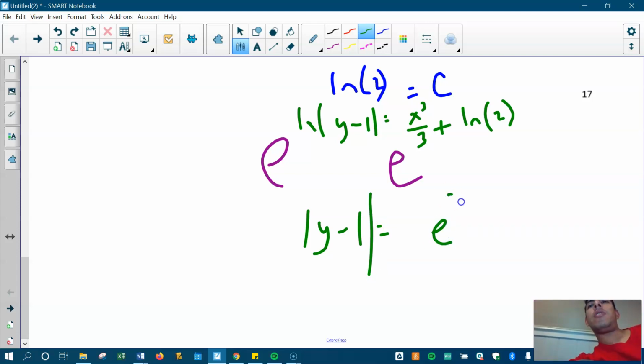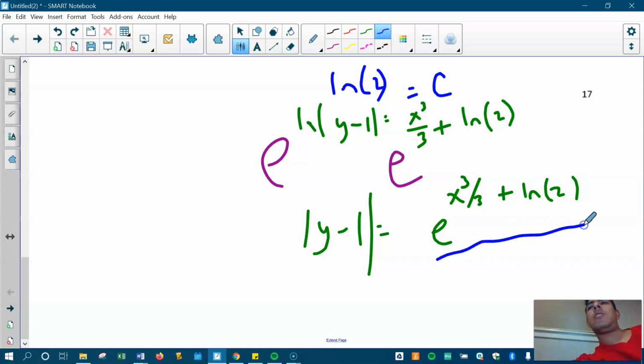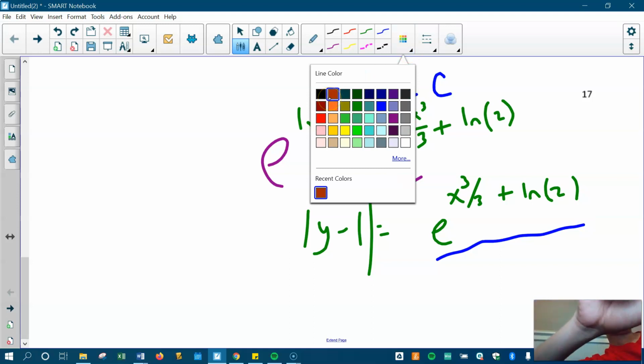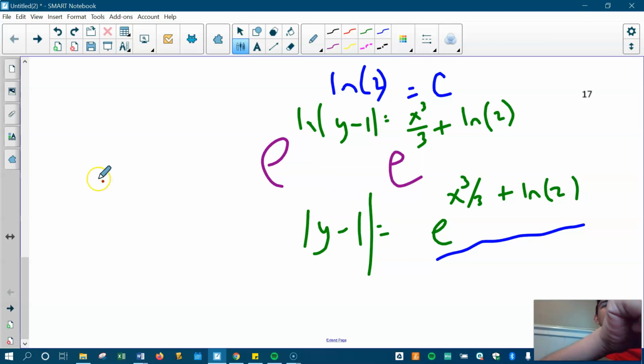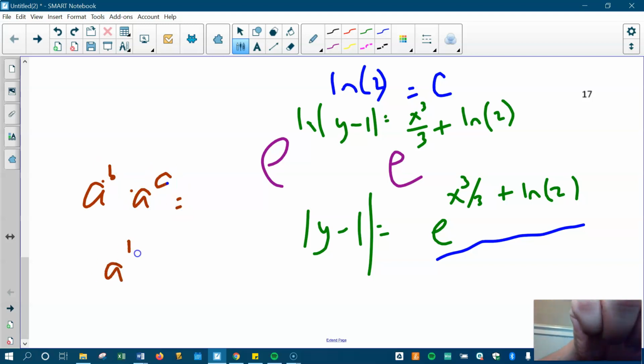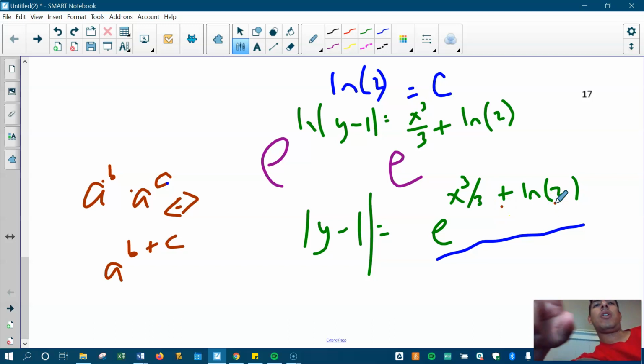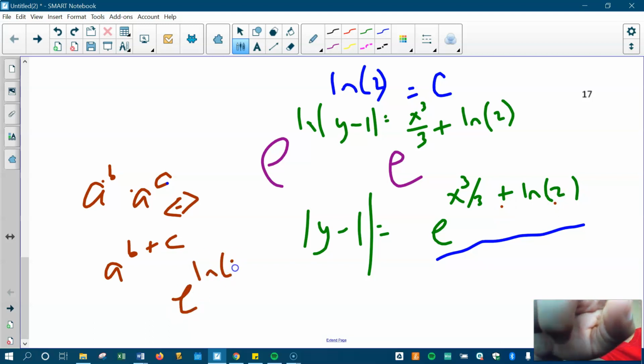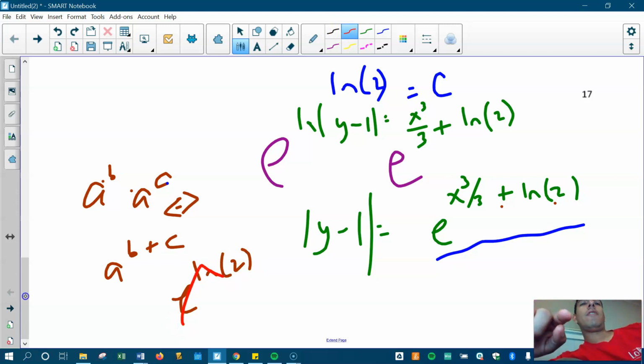the x cubed over 3 plus natural log of 2. Now, this is an old property that you've learned, and I'm just going to refresh your memory here: a to the b times a to the c equals a to the b plus c, and vice versa. And we have that here. When we have adding in the exponent, we can break this up into 2 parts. So we can have e to the natural log of 2. But guess what? e to the natural log cancels out, and you're just left with 2 in the front.